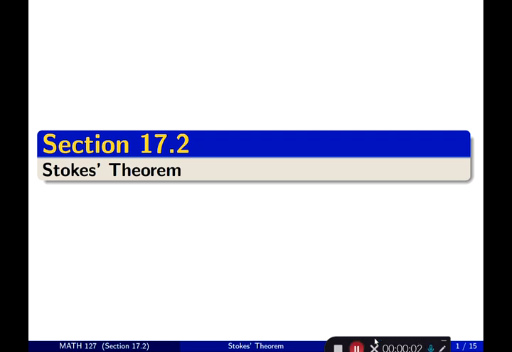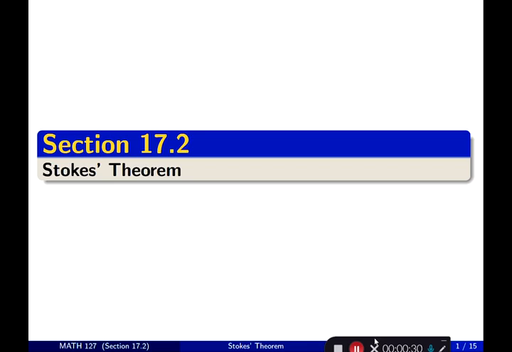Section 17.2, Stokes' theorem. Stokes' theorem is the equivalent of Green's theorem in three-dimensional space. Green's theorem basically worked in two-dimensional space and it was flat. Now Stokes' theorem is going to work in three-dimensional space, and surfaces can be non-flat.